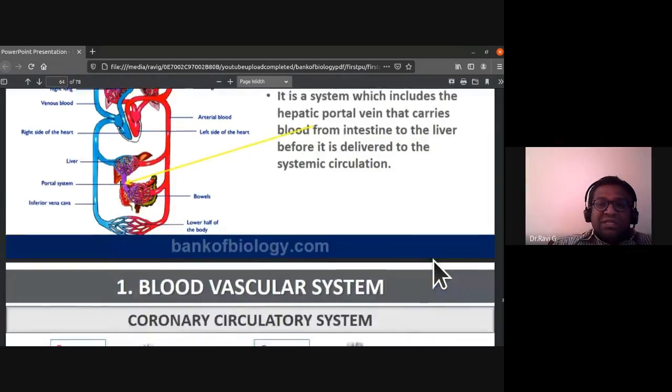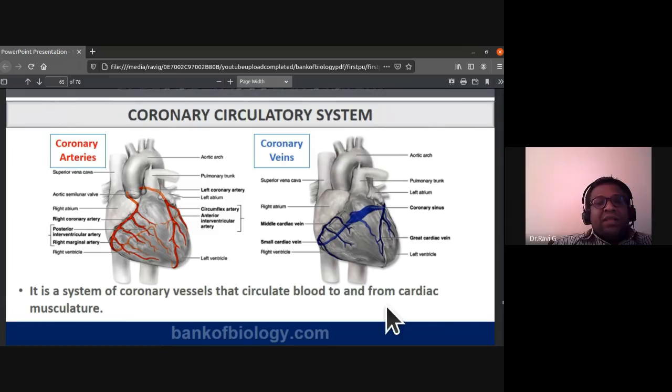The coronary circulatory system: I told you that even the heart requires the supply of oxygen and nutrients, and removal of carbon dioxide and waste materials. So these are done by the coronary circulatory system.